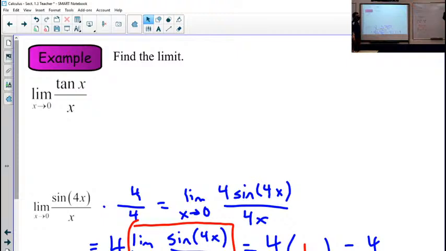I'm going to give 2 minutes. I want to see if we can figure this out. Limit as x approaches 0, tangent of x over x. I want to see if we can figure out what we're going to do to turn it into some kind of sine of x over x situation. This is the challenge. Put it in terms of sine of x over x somehow.